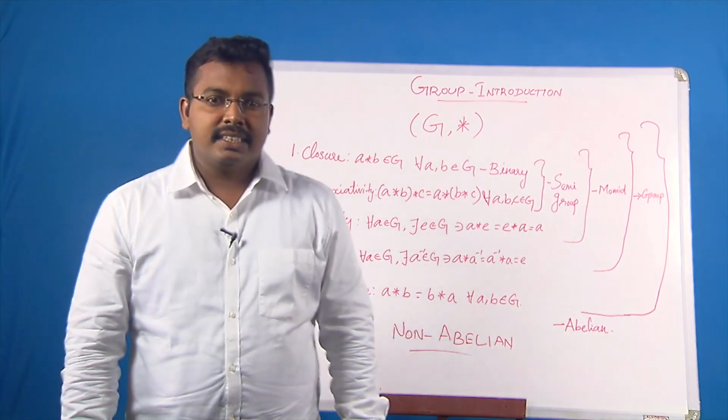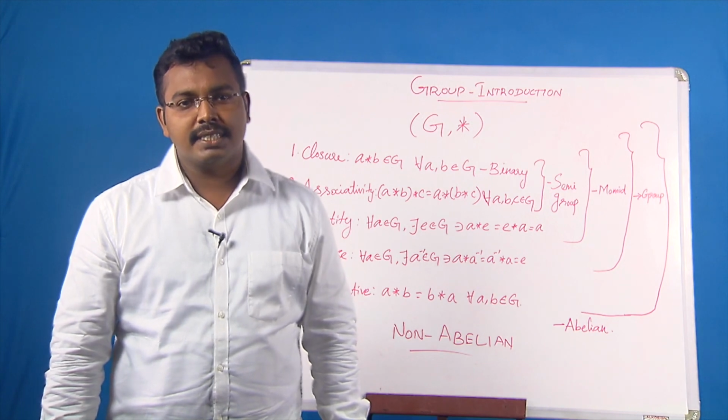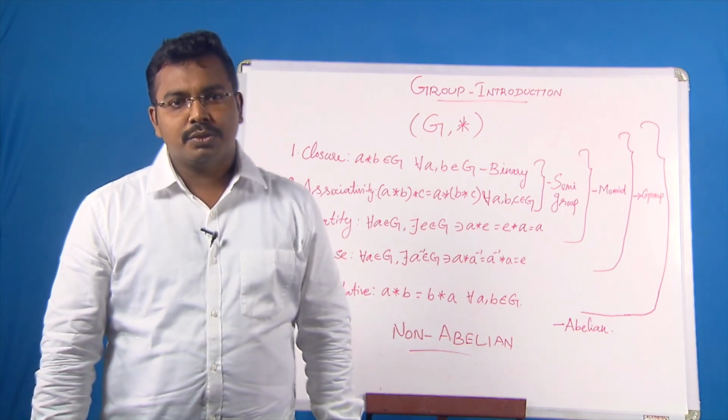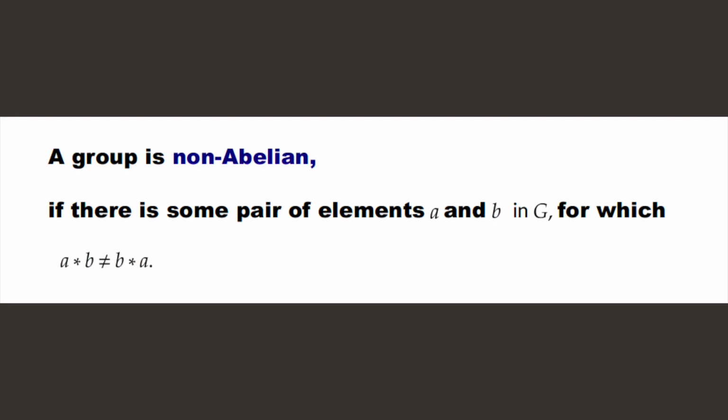In 1890, Jordan introduced the term abelian group to honor Niels Henrik Abel, one of the foremost mathematicians of the 19th century. Next, we define the formal definition of non-abelian group. A group is non-abelian if there is some pair of elements A and B in G for which A star B is not equal to B star A.